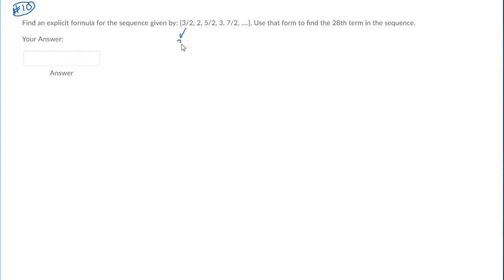So I've got 3 over 2. Then I've got 2 over 1, which is just the number. Any number by itself can be thought of as being over 1. Then I've got 5 over 2. Then I've got 3 over 1. And then I've got 7 over 2, etc. Notice some denominators are 2's and some are 1's. So I'm going to convert everything to a common denominator, which in this case would be 2.